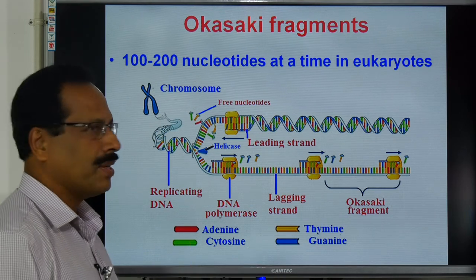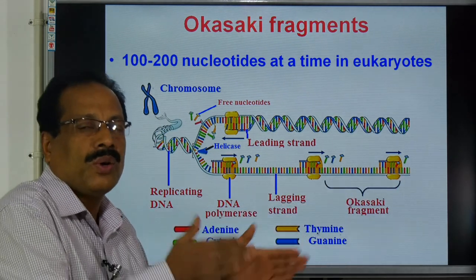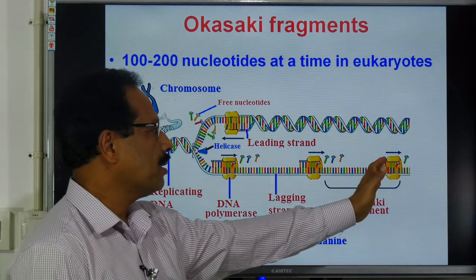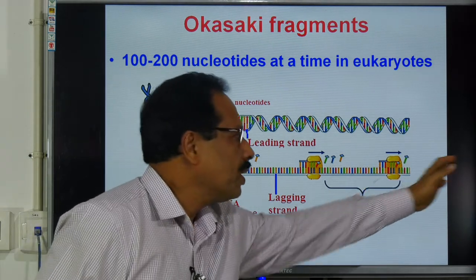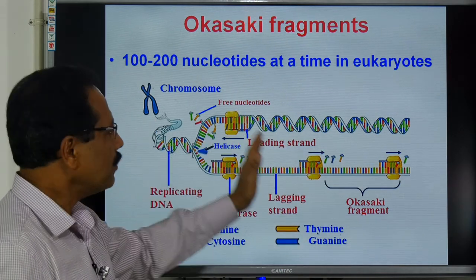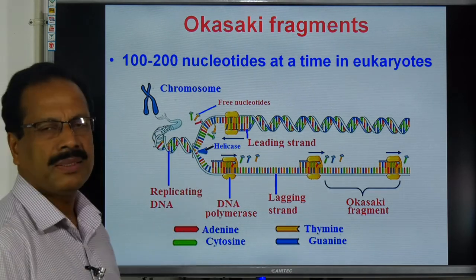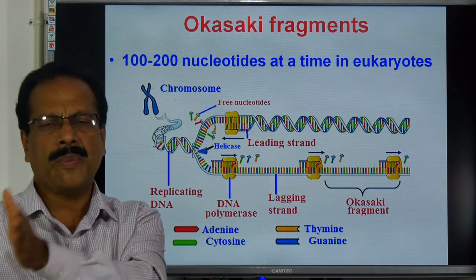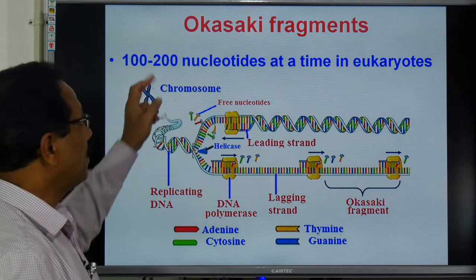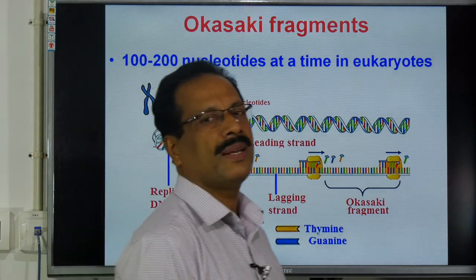So the strategy is to synthesize the length which is already separated. It starts at the beginning somewhere here, and that part is synthesized. As the strands are separated further down, another synthesis starts, and again another synthesis starts. So it happens in pieces of 100 to 200 nucleotides in length. And later these pieces are joined by ligase.